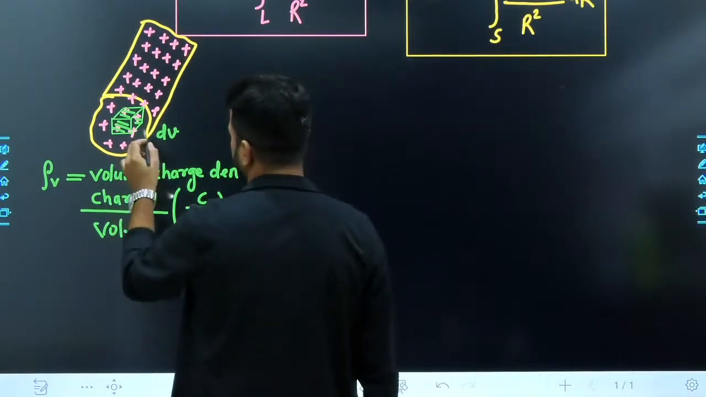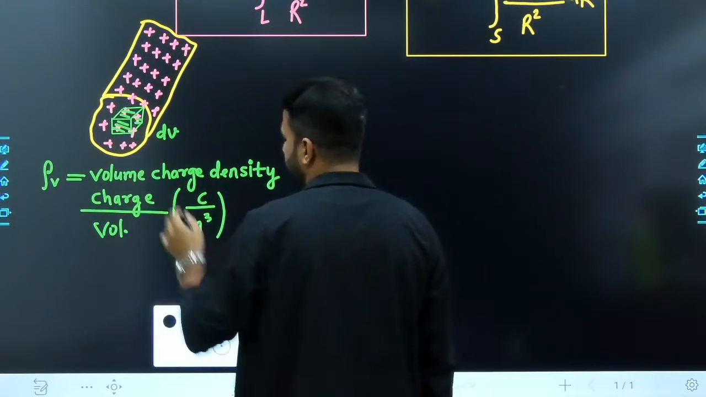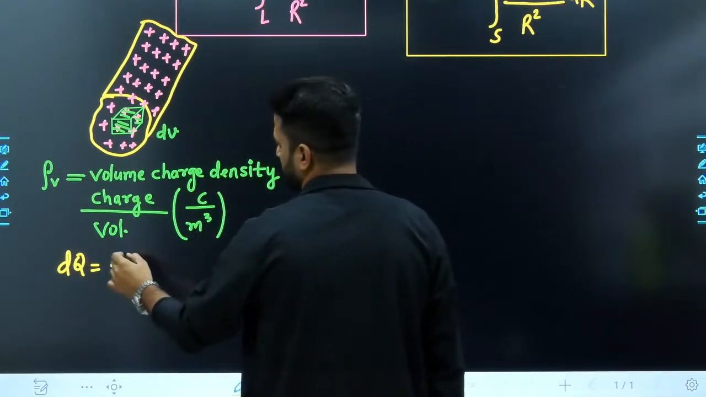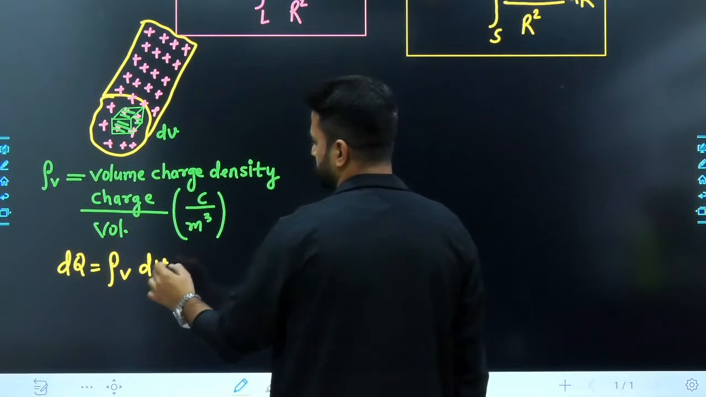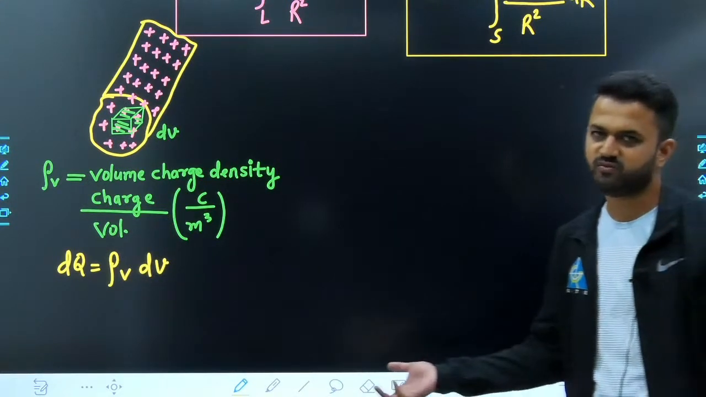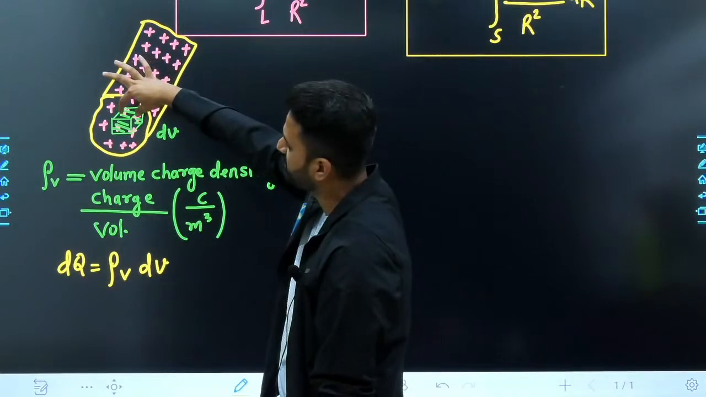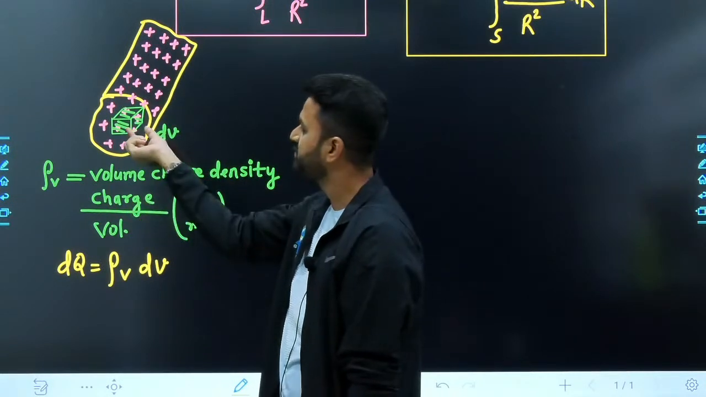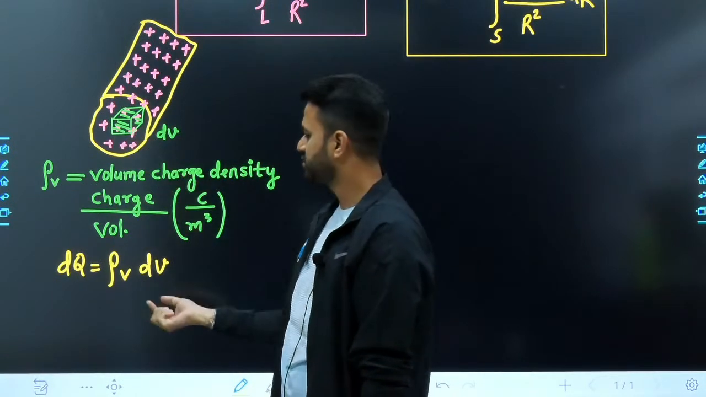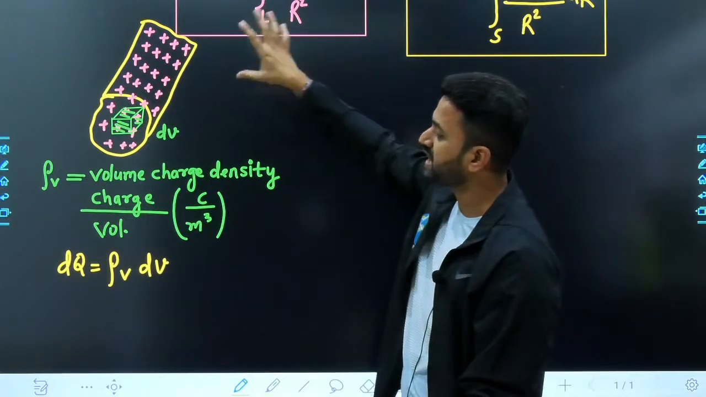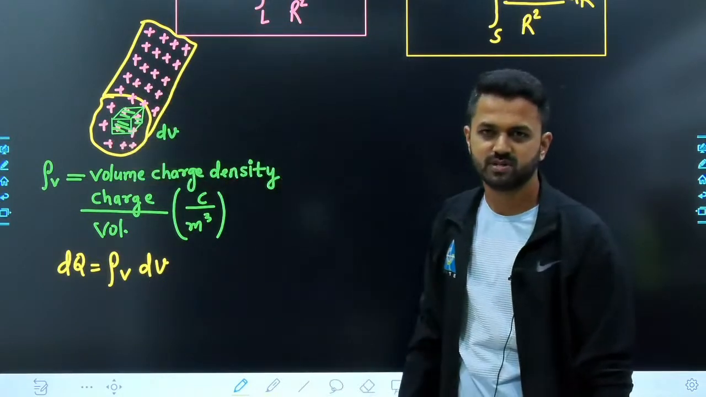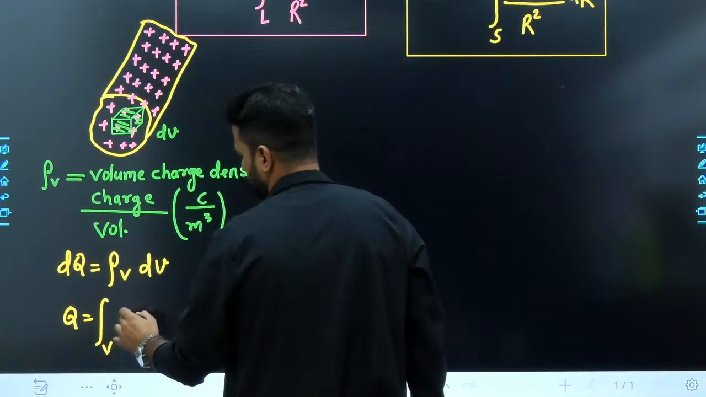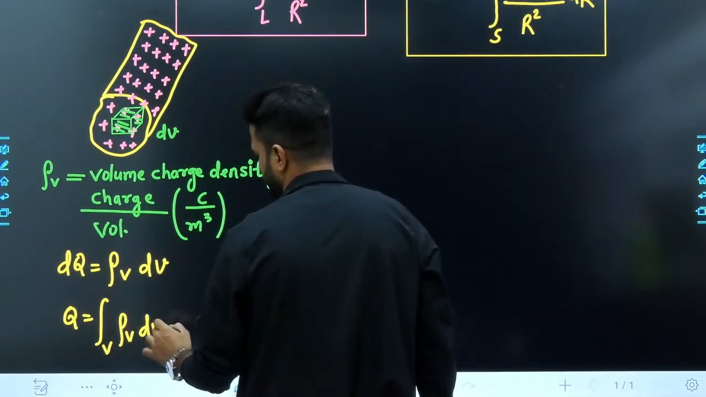If you want to calculate the charges present in this volume, it is given by dq is equal to rho v into dv. You have to multiply it by the volume. And if you want to calculate the total charge present in the whole volume, you have to integrate it over the volume, so this is the integral of rho v into dv.